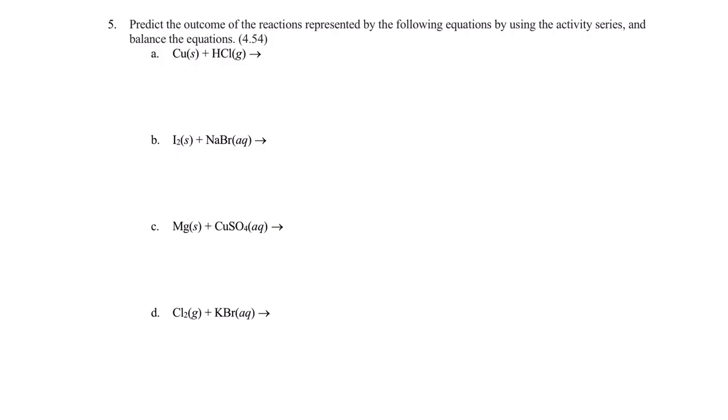And next question, we're asked to identify whether or not the reaction will occur by using the activity series, and then to write balanced equations for each. Letter A, I have copper reacting with hydrochloric acid. Copper generally does not react with acids, and its reactivity is much lower than hydrogen, so there will be no reaction here. Letter B, iodine reacts with sodium bromide.